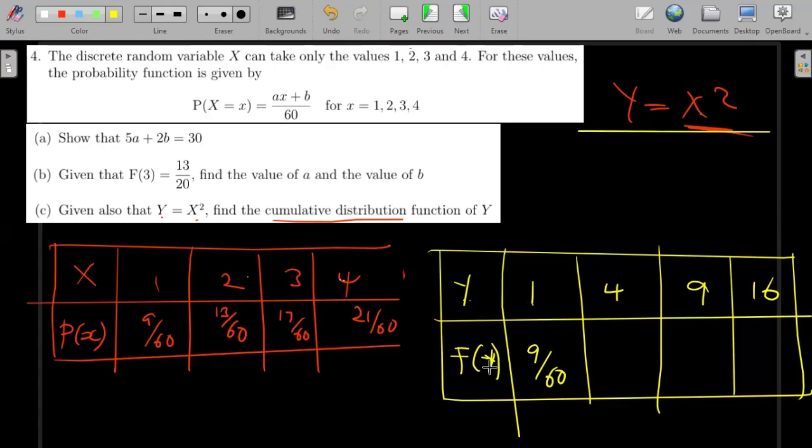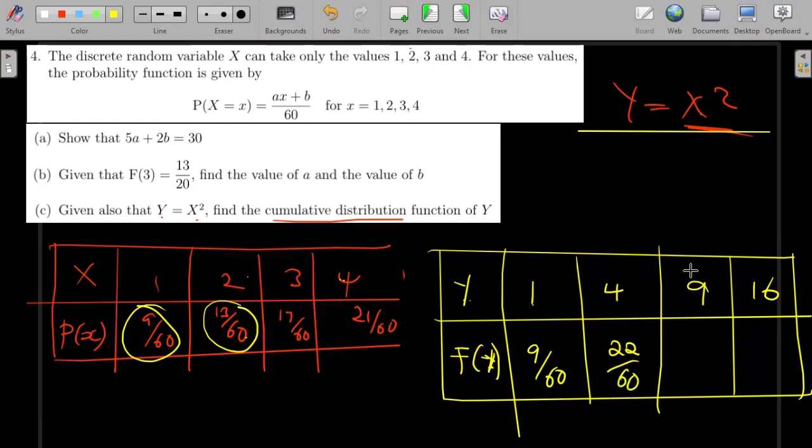So it means for us to find this one, we have to add the probability that is coming next to the first probability that we got. So here the cumulative probability of this 4 will be 9 over 60 plus 13 over 60. So that will give me 22 over 60.